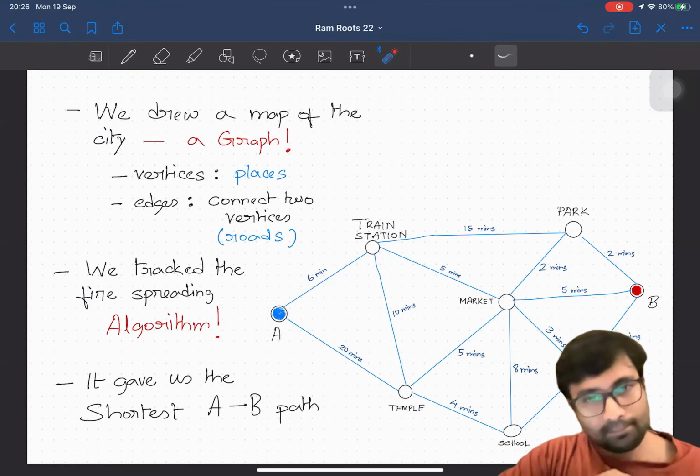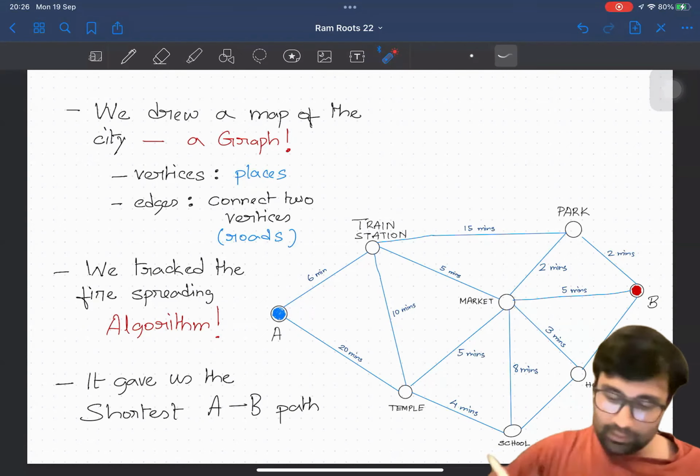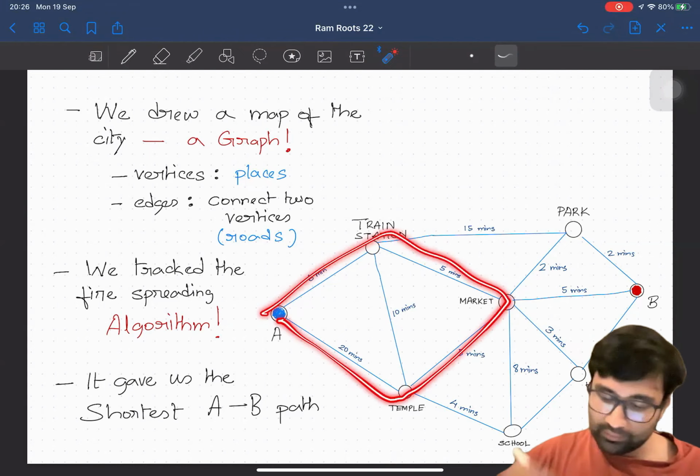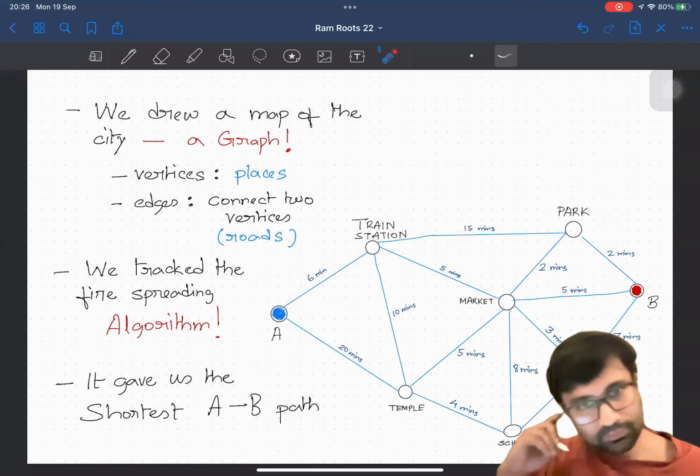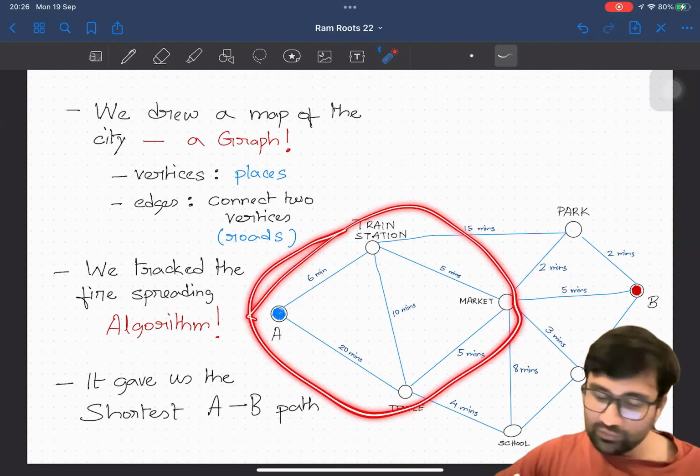Can we call that point A to temple, A to train station to market, and market to temple, that is forming a quadrilateral? Yeah, that is forming a quadrilateral. You're correct, right? Can we say that is a graph? This is also a graph. Yeah, this is a smaller graph.